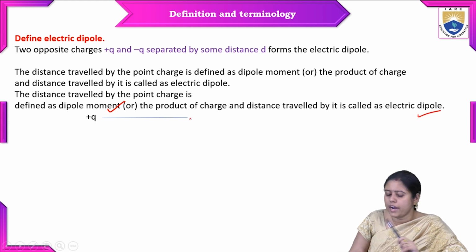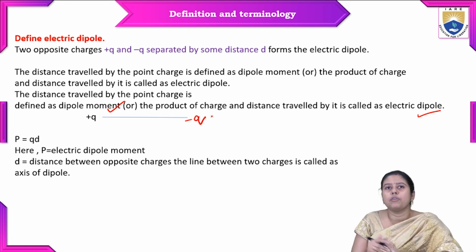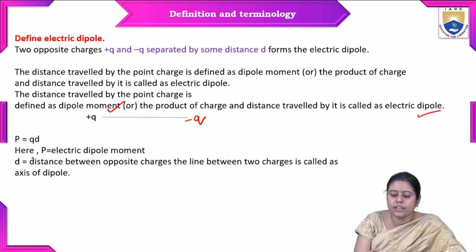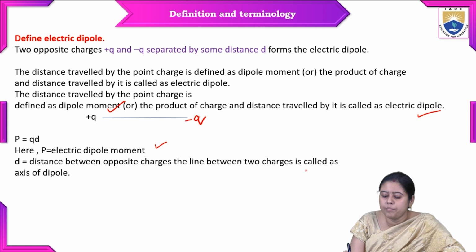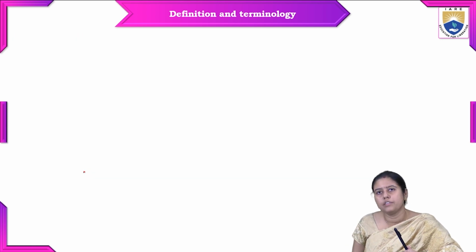If there are two charges plus q and minus q, both of equal magnitude but opposite in direction, we can write p is equal to q d, where p is the electric dipole moment and d is the distance between the opposite charges. The line between them is called the axis of the dipole.